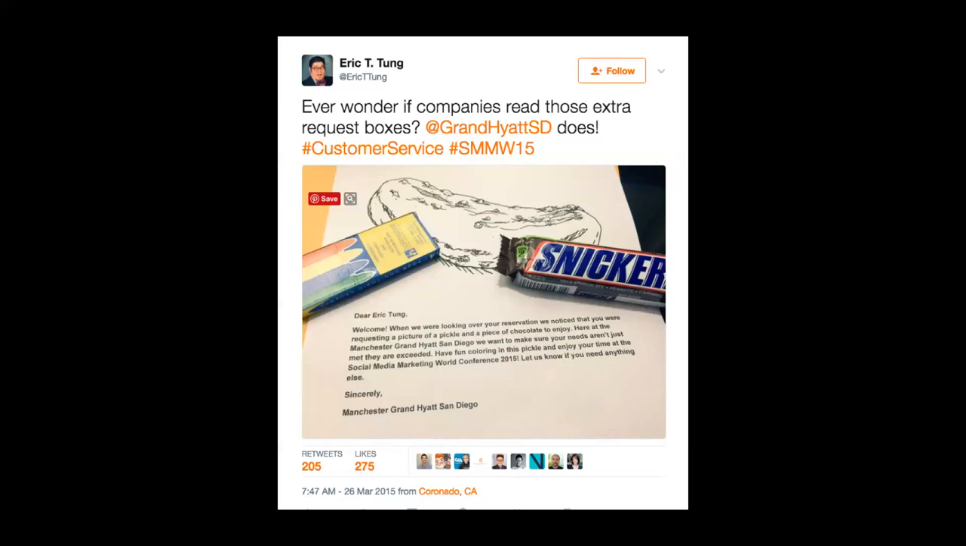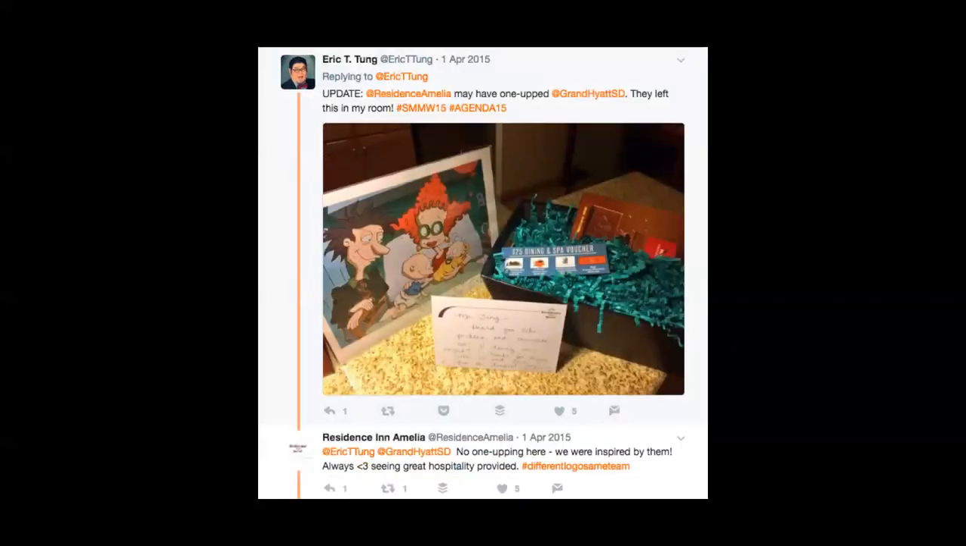What I love even more was that a week or two later, he went to stay at another hotel. The other hotel gave him this, with a note that says, "We heard you like pickles and chocolate. Am I doing this right?" So he responded with this photo on Twitter saying, "Update, Residence Inn Amelia may have one-upped the Grand Hyatt San Diego. They left this in my room." And they're like, no one-upping. We're just inspired by them.